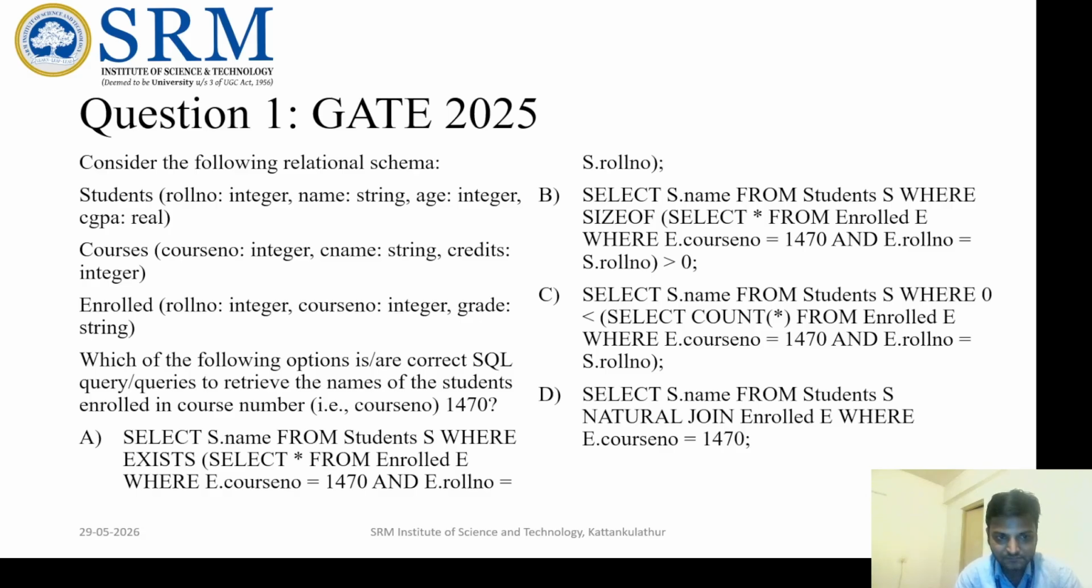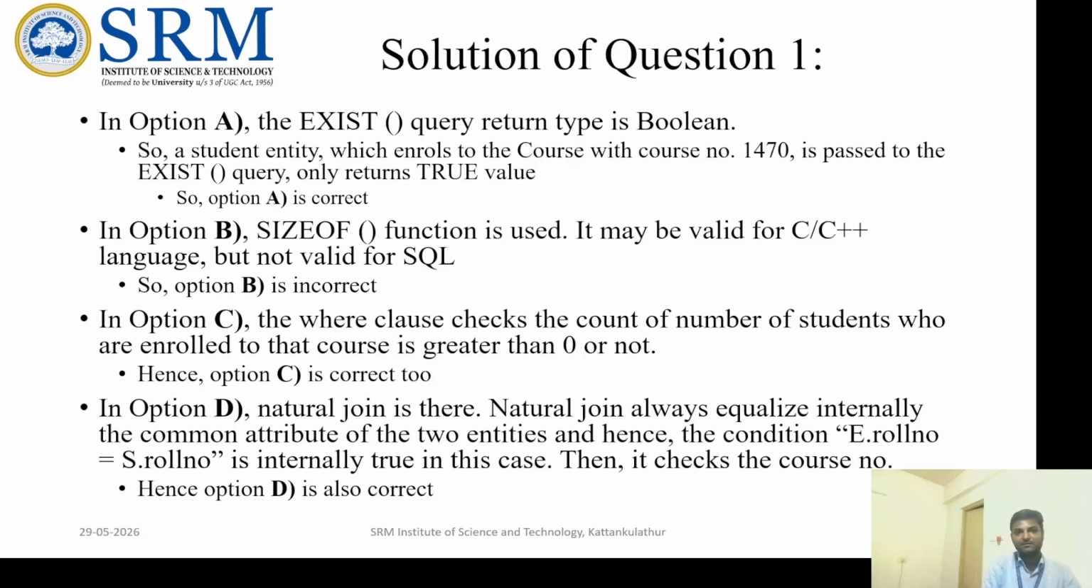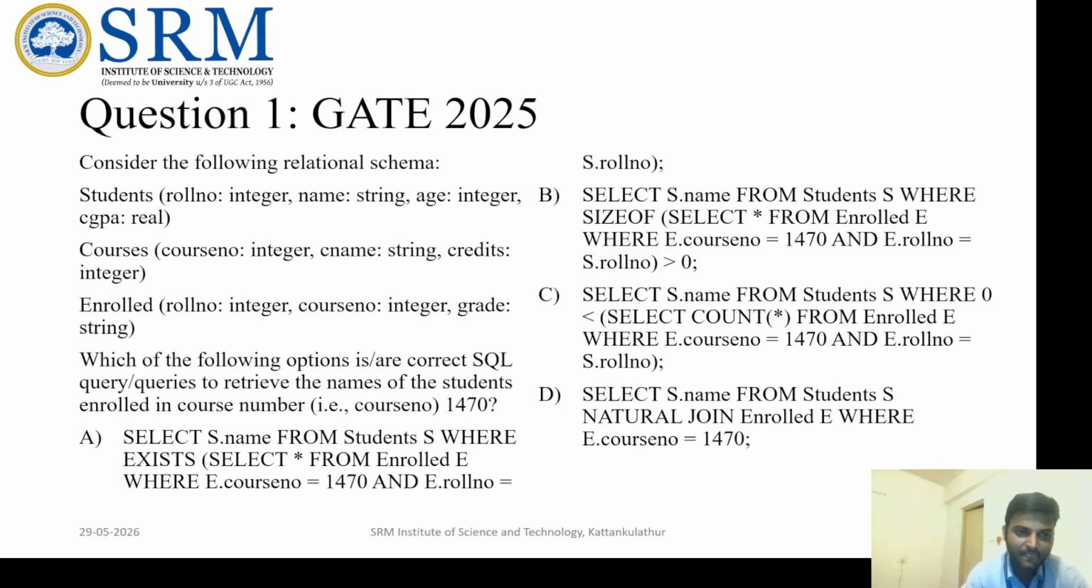So what we can say is that if the inner query returns something, then the outer query will say yes, because the function is exists, and I can give the explanation for this. The exists query equals this Boolean. So a student entry which refers to the course with course number 1470 is passed to the exists query, which only returns true or false. So option A is correct. Obviously it is correct.